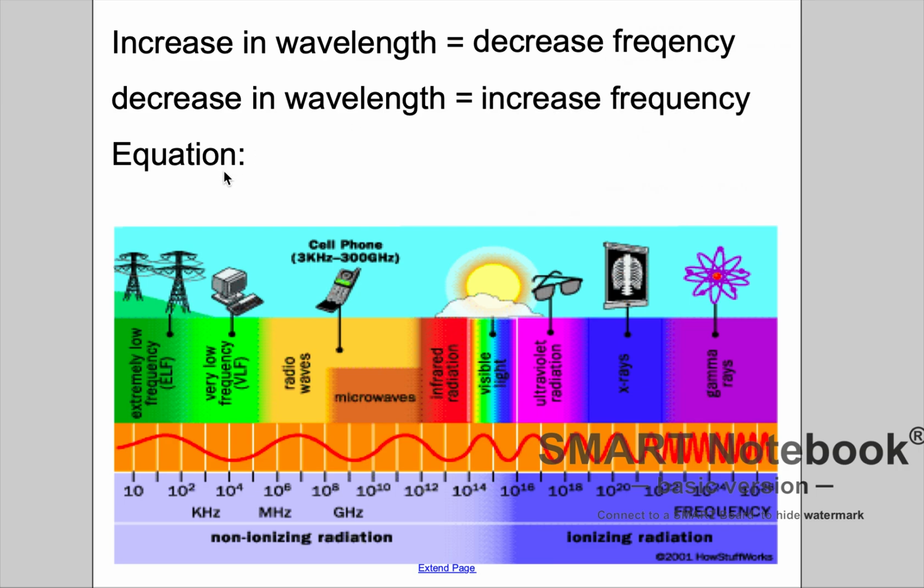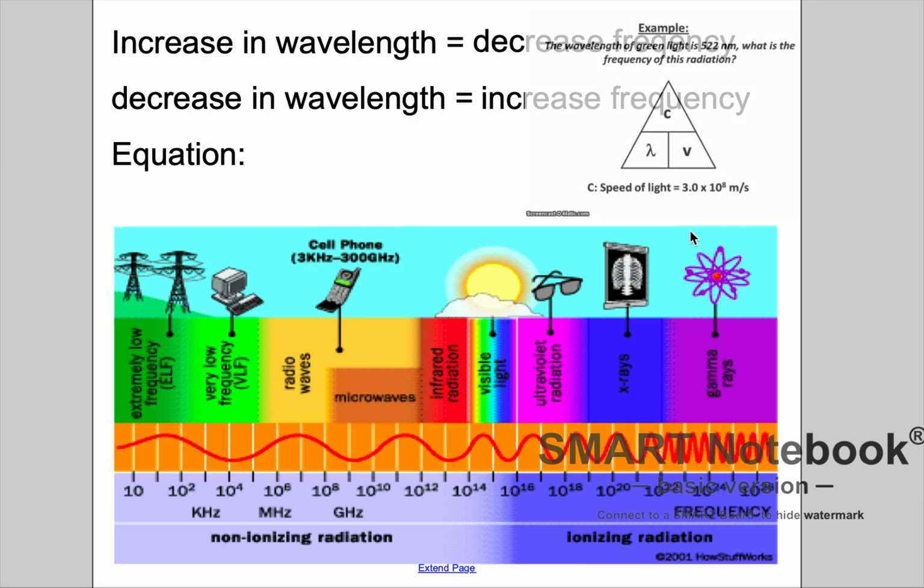And so the equation between wavelength, frequency, and the speed of light is this. C, which is the speed of light, and then lambda and V. So if you're wondering how to write that equation, hold up here, let me get my marker.